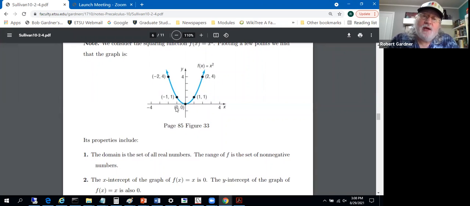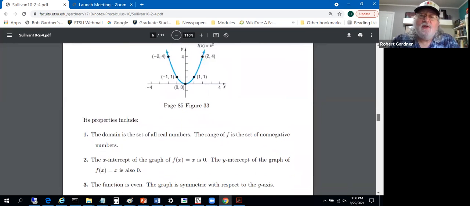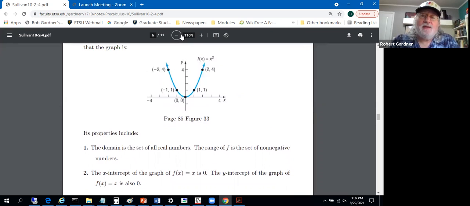Intercepts, both 0. X-intercept 0, Y-intercept is 0. It's the only place it touches the x-axis and the only place it touches the y-axis. I guess it crosses the y-axis. So both intercepts are 0. Even, it's an even function. It's symmetric with respect to the y-axis. Fold it over, left-hand side, right-hand side would then coincide. That's evenness. Oh yeah, it's got something to do with that evenness of the exponent, x squared, 2 being even.